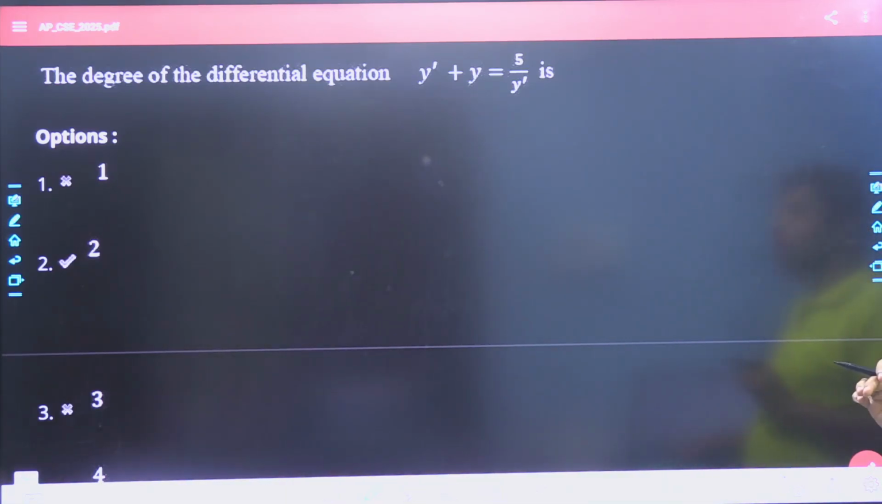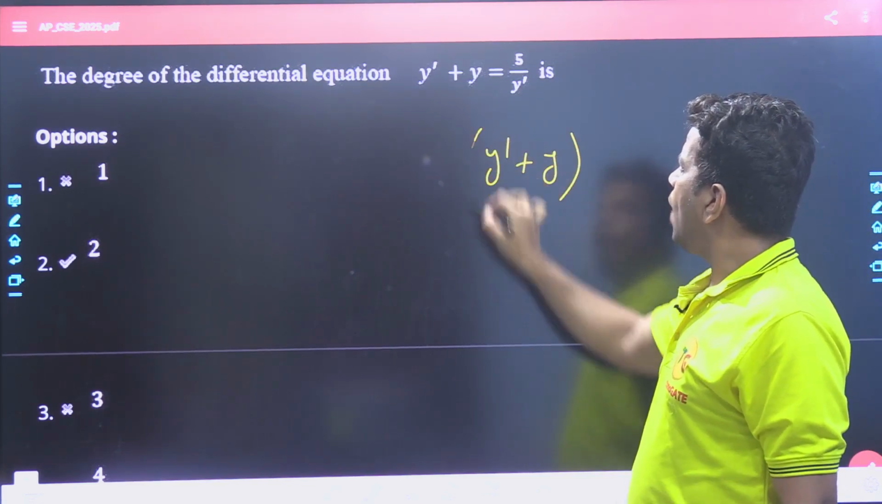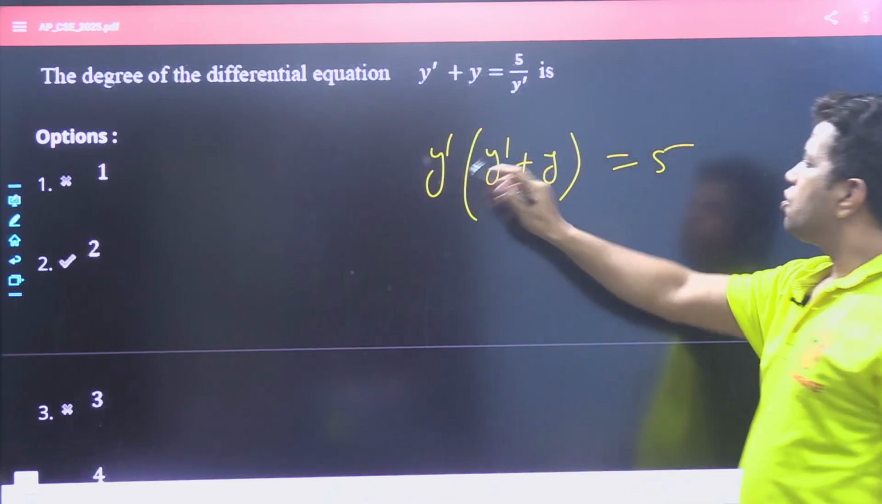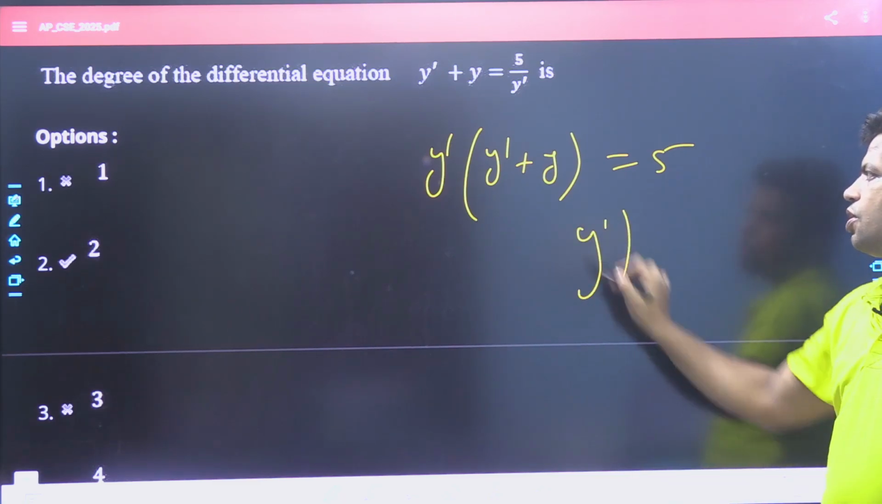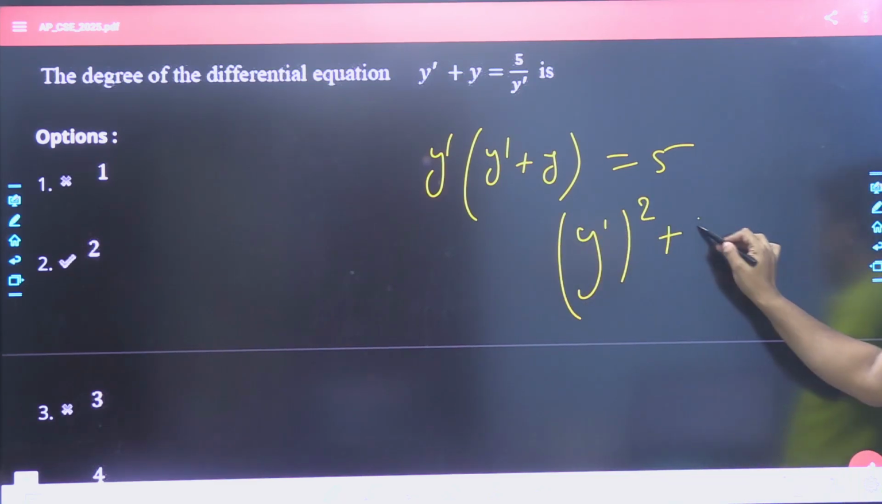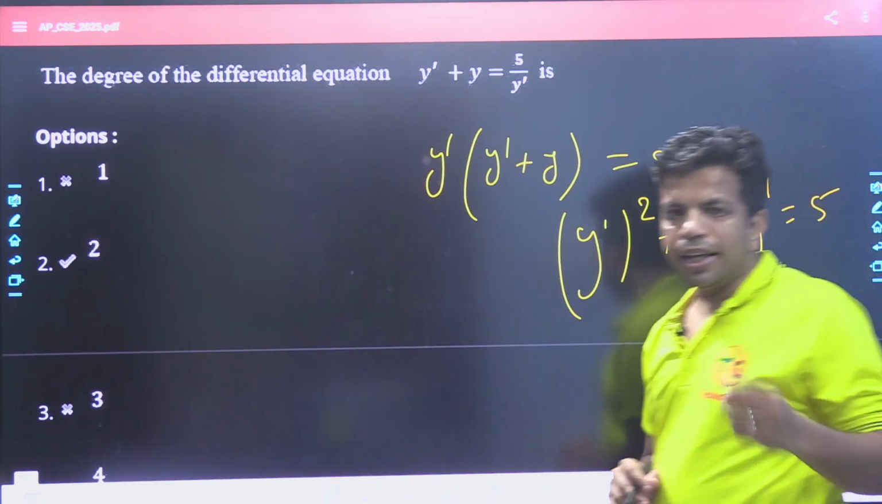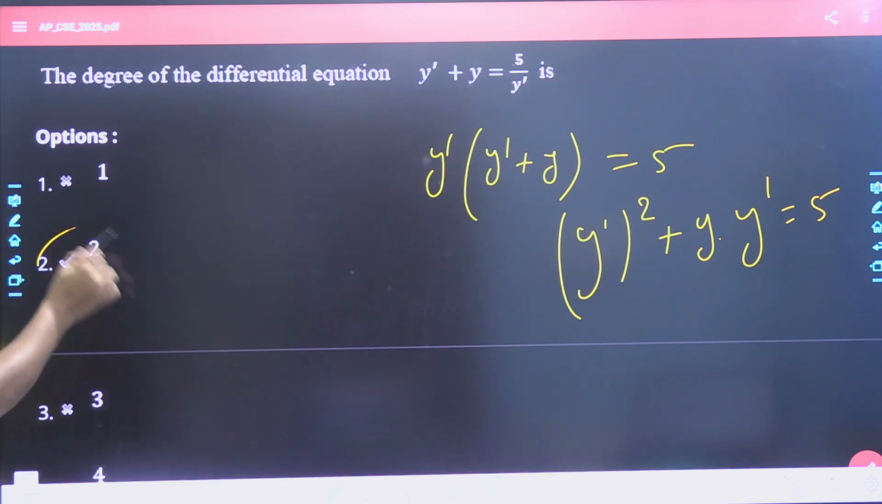Now it's a simple question. You need to find out the degree of this particular equation. Just simplify this: y dash times y dash equals 5, so this becomes y dash whole square plus y dash equals 5. Now they are asking you the degree. The degree of the differentiation term is 2. So you can go with answer 2; 2 is your degree.